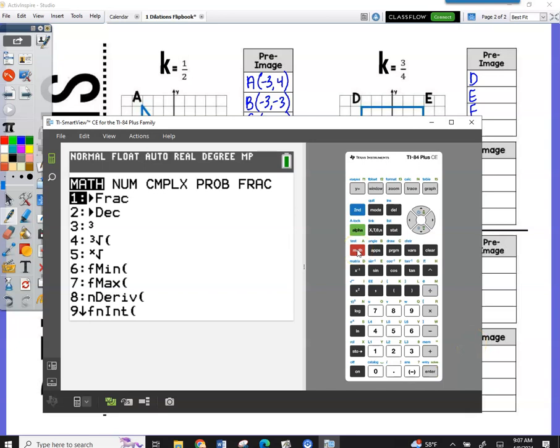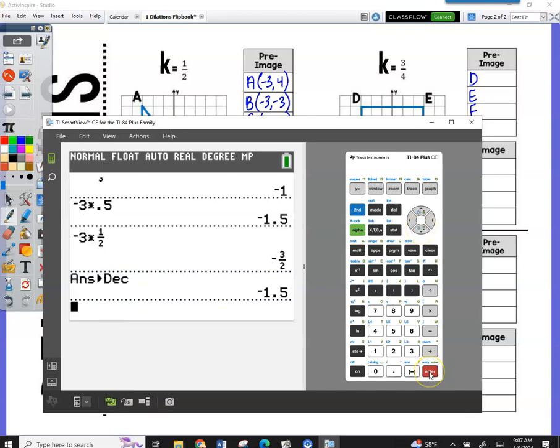The number 2 option, DEC, means go to decimal. So you can say, hey, I need you to send that to me as a decimal. So if the fraction can be written as a decimal, go ahead and use that because then it's going to produce the decimal. Decimals are easier to graph. If you forget and you have a fraction here, just hit math decimal. It'll give it to you as a decimal.